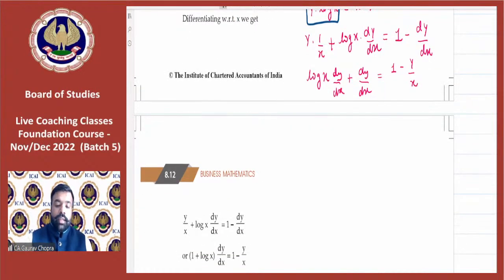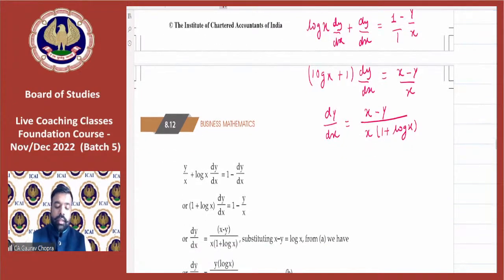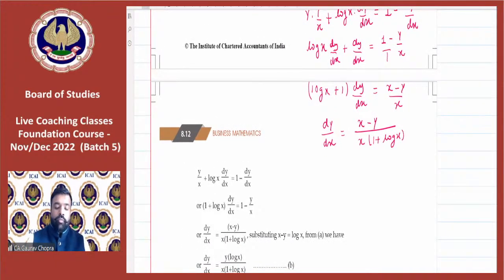So we can take dy by dx as common. So what is left? Log of x plus 1, dy by dx is equal to, we can take the LCM, so it is x minus y upon x. So what is the final result? Dy by dx is equal to x minus y upon x and 1 plus log of x. So this is the value of dy by dx.